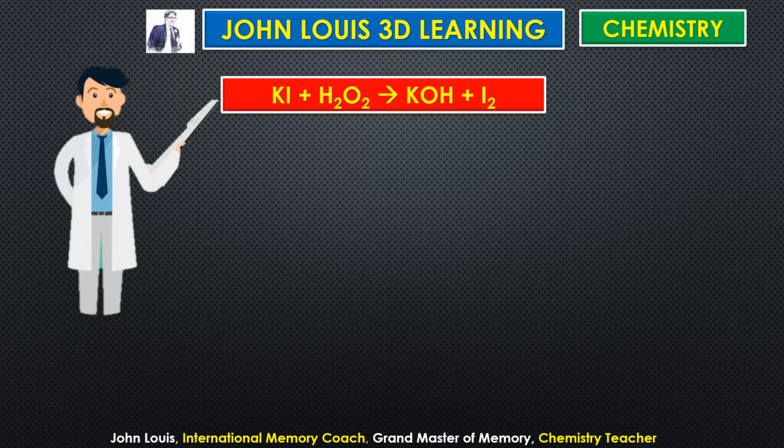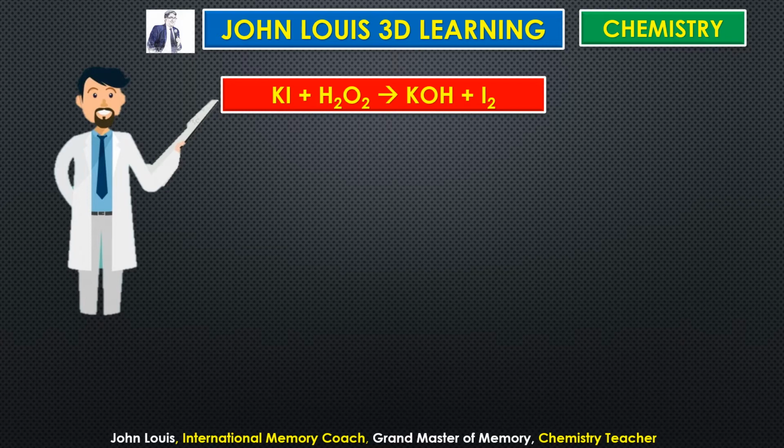So let us take this equation. Potassium iodide plus H2O2, hydrogen peroxide. H2O is water, one oxygen more with water, that is known as hydrogen peroxide. When these two react, what happens? Potassium hydroxide and iodine are formed. How to balance this equation?